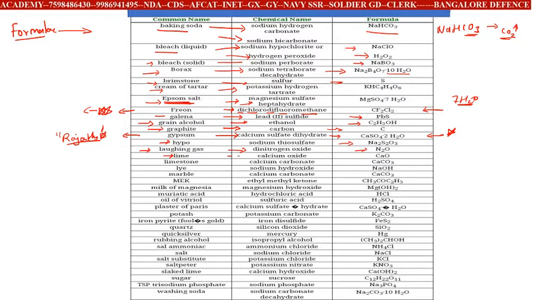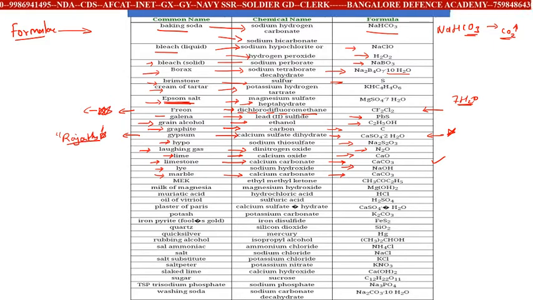Next you have lime, that is called calcium oxide, CaO. Limestone, that is calcium carbonate, CaCO3. Next you have lye, that is sodium hydroxide, NaOH. Marble is calcium carbonate, denoted as CaCO3. Next you have MEK, that is called ethyl methyl ketone, CH3COC2H5. Milk of magnesia, very important, is magnesium hydroxide, Mg(OH)2.